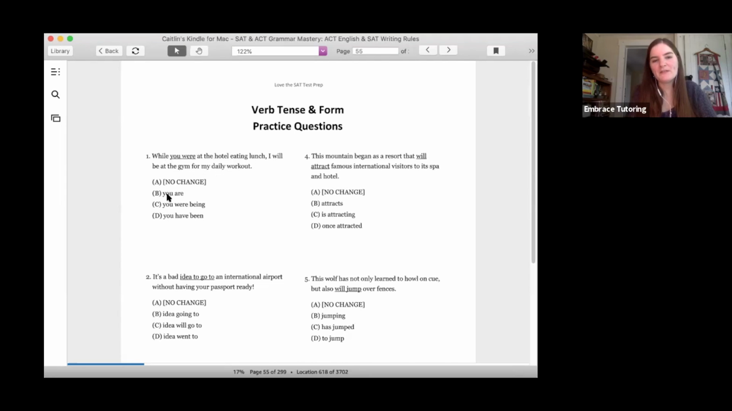So we need to understand that we're talking about a situation where I will be at the gym for my daily workout. That's something that hasn't happened yet. We're not going to be talking about the past and something that hasn't happened yet in the same sentence, so "you were" doesn't fit here. The past tense forms don't fit here. You need to have "you are," while you are at the hotel eating lunch.